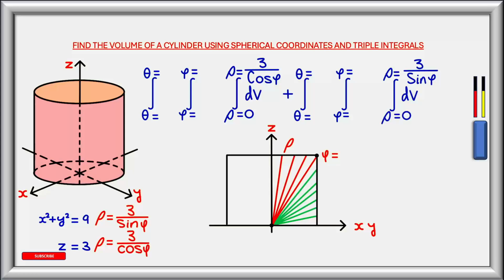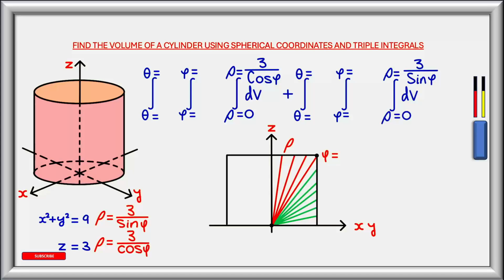Next, let's look at the limits of integration for phi. Phi is the angle measured from the positive z-axis to the line segment connecting a point in the 3D space. We know that phi must be greater than or equal to 0 and less than or equal to 180 degrees or pi radians. And as we saw, phi started at 0 and its first endpoint is where the upper plane intersected with the cylinder.